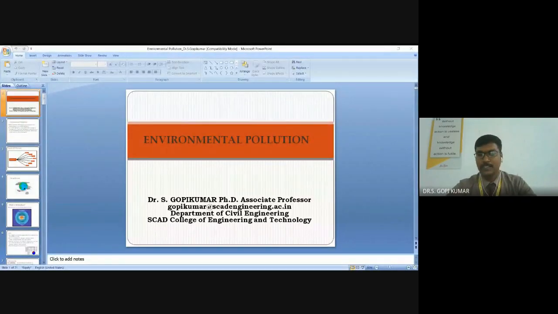While considering air pollution, we should be familiar with the structure of the atmosphere, where in this slide the layers are clearly shown. Above the Earth is the troposphere, stratosphere, mesosphere, and thermosphere.